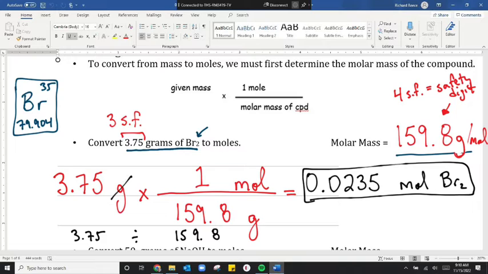And then I'm going to let grams and grams cancel here. So grams cancels with grams. That's why my final answer ends up in moles.